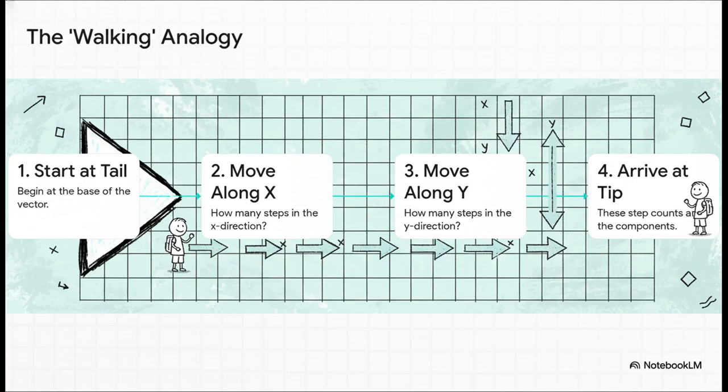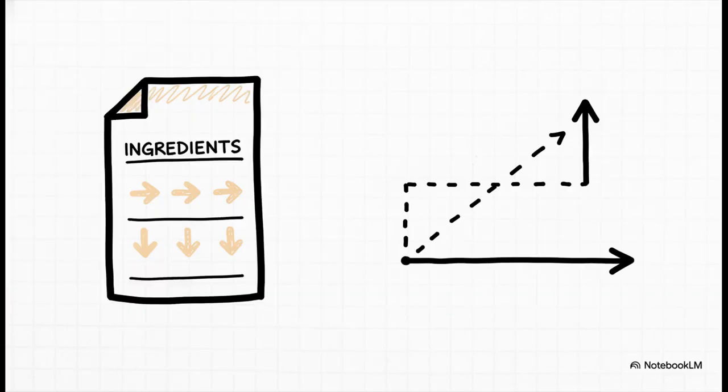So first, how many of those standard x direction steps do you have to take? Let's say 4 steps east. Okay, you're there. Now, from that point, how many y direction steps north do you need to take to finally land on the tip? Maybe it's 3. And that's it. That's the whole game. Those numbers, 4 and 3, those are the vector's components. You can think of them as a recipe, a set of instructions. Go 4 steps in the x direction, then 3 steps in the y direction, and you've perfectly recreated the vector.